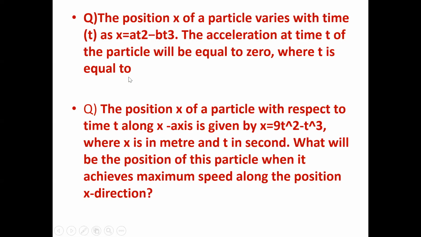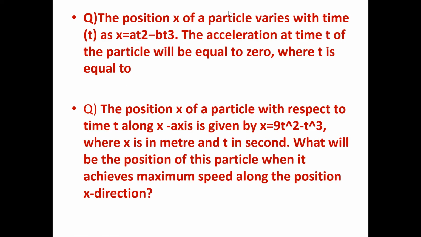Go? Okay. The position x of a particle varies with time as x is equal to at square minus bt cube. The acceleration at time t of the particle will be equal to 0. So depending upon the situation, you have to see the x is given like this. X means displacement. The acceleration at time t of the particle will be 0, where t is equal to. That means at some certain point of time, the acceleration is 0. That means instantaneous acceleration is what they are talking about.